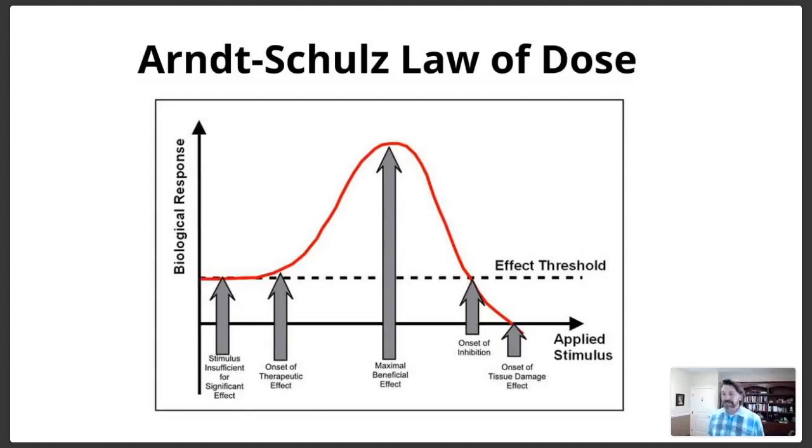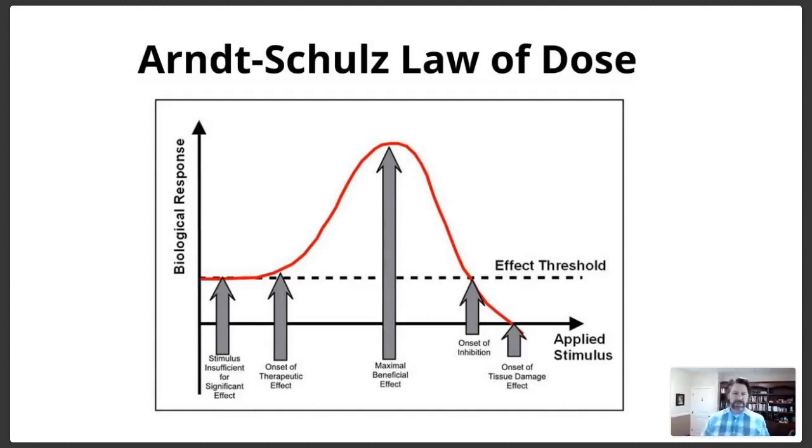Sue says, when treating an infection, how long is the treatment time? And is it the same amount of time for 3 treatments per day? Okay. So, Sue, let me answer that question by referring to the slide that's on your screen right now. That's a great segue into the Arndt-Schulz Law.